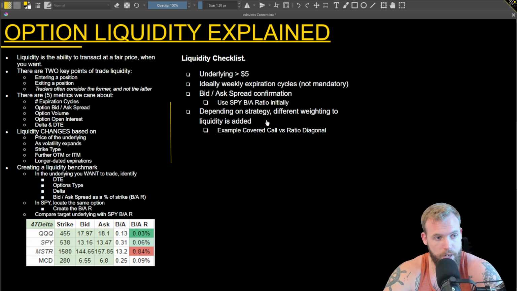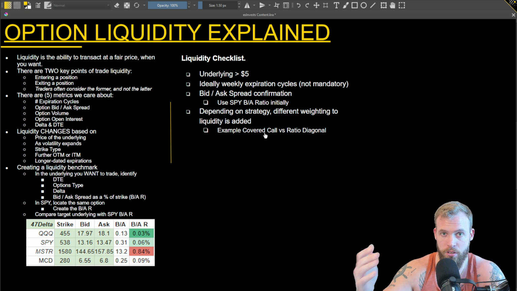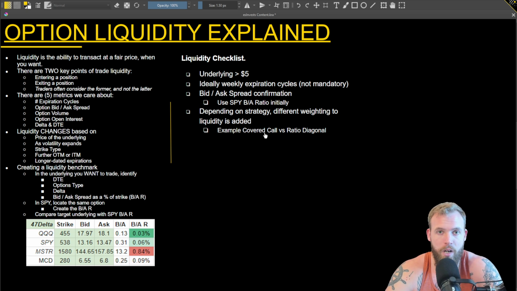So for example, if I'm trading something like a covered call where I'm not really expecting to do anything once I sell the option, it'll either be out of the money and expire or be in the money and I'll be assigned. I don't actually care quite that much because I'm not transacting that much. But if I'm trading something like a ratio diagonal, which has more options legs that I'm moving around a lot, or if I'm trading zero DTEs, I need a lot of liquidity because I'm transacting a lot. So what this means is the more you transact, the more liquid you need the underlying to be.